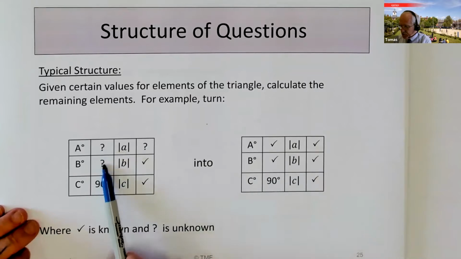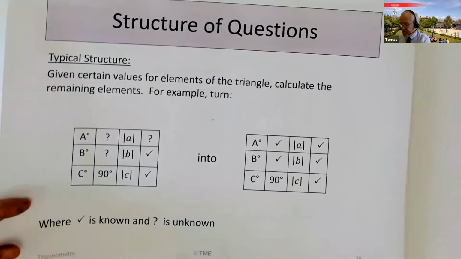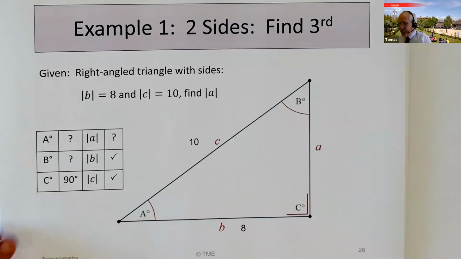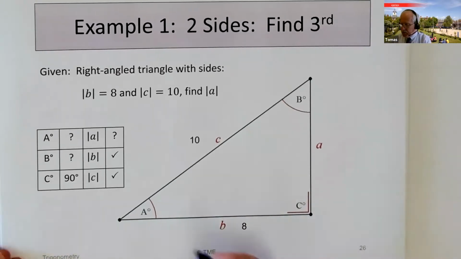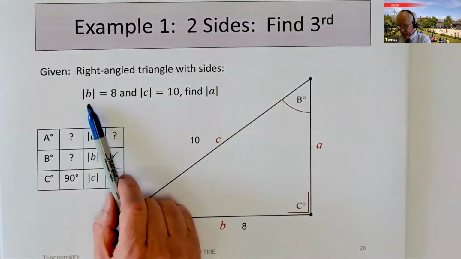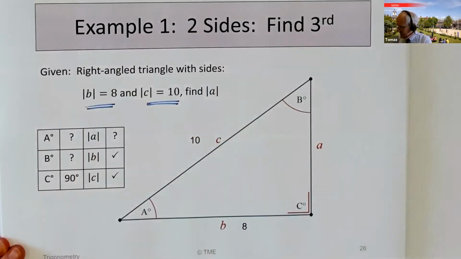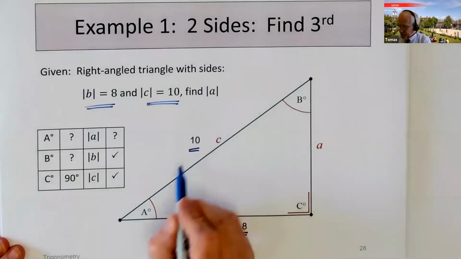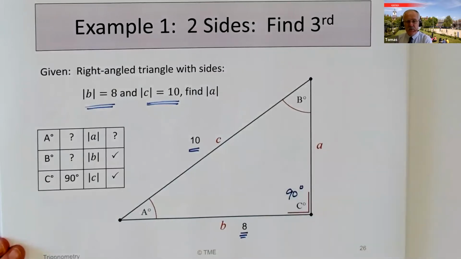So in here you don't know 2 of the angles and you don't know 1 of the sides. Here you know them all. So that's really what your task is. So let's look at the various options that they can give you. We'll start with a right angle triangle with the following sides. They say B is 8 and C is 10. So they're telling me that's 8 and that's 10. And it's a right angle triangle, so that's 90. So they've told us 3 things there.